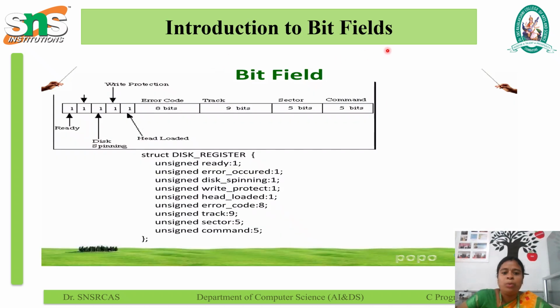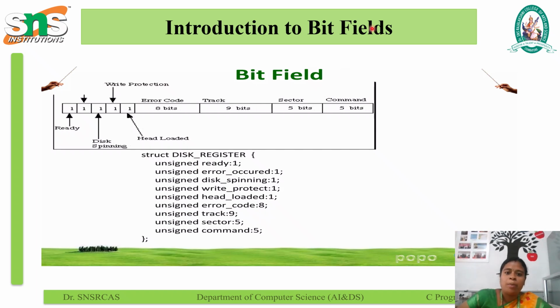Next one, introduction to bit fields. Bit fields in C programming allow the programmer to allocate a specific number of bits to a structure member, optimizing memory usage for small integer values. By using bit fields, a struct can define variables that occupy fewer bits than the standard int, which is particularly useful in embedded systems or when memory efficiency is critical. For example, a boolean flag can be stored in just one bit instead of a full integer.